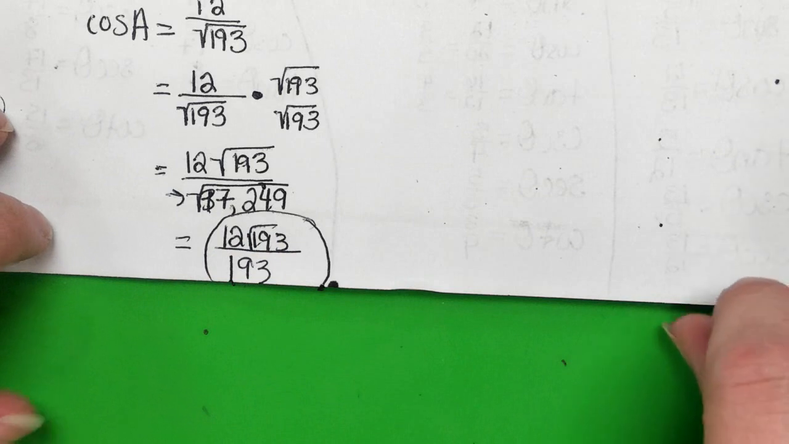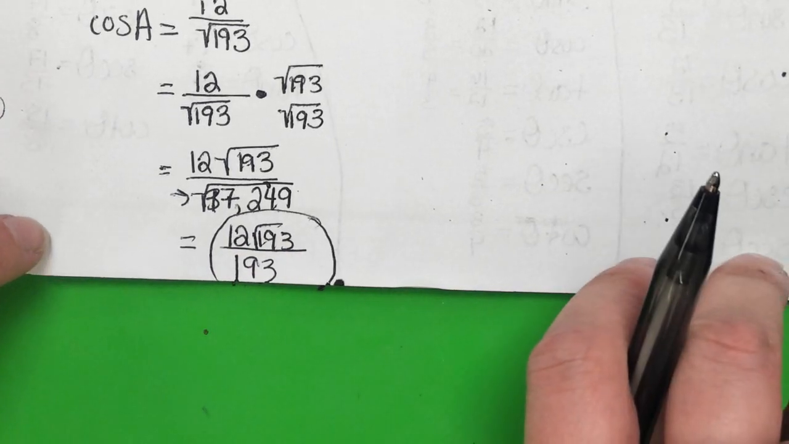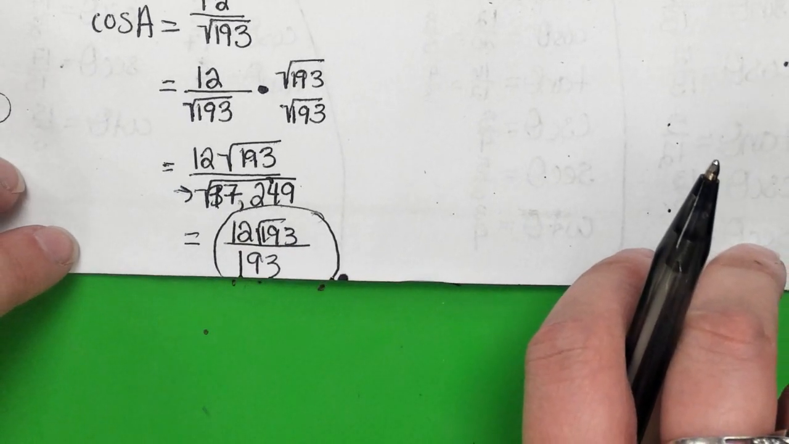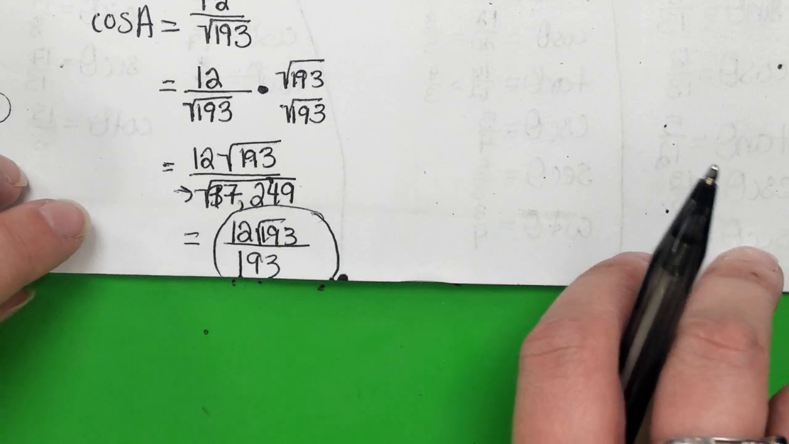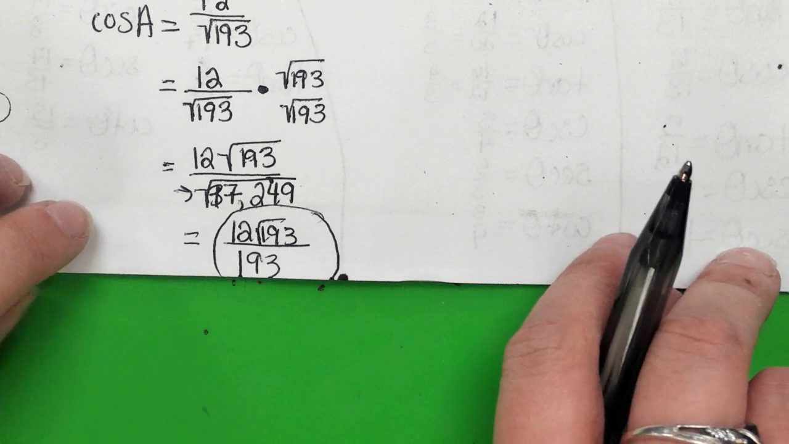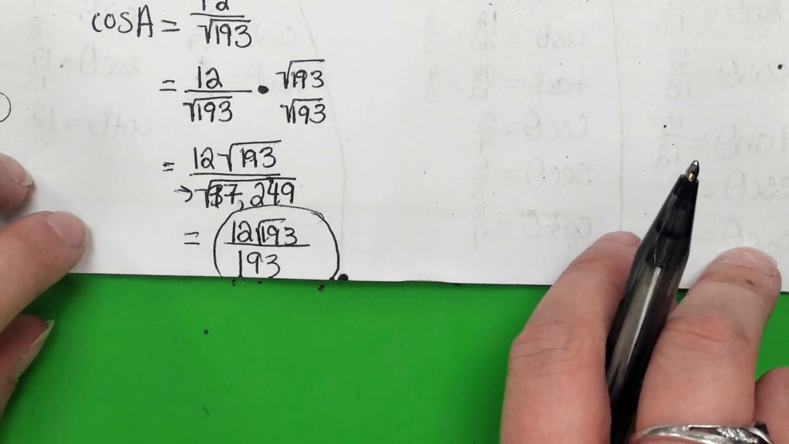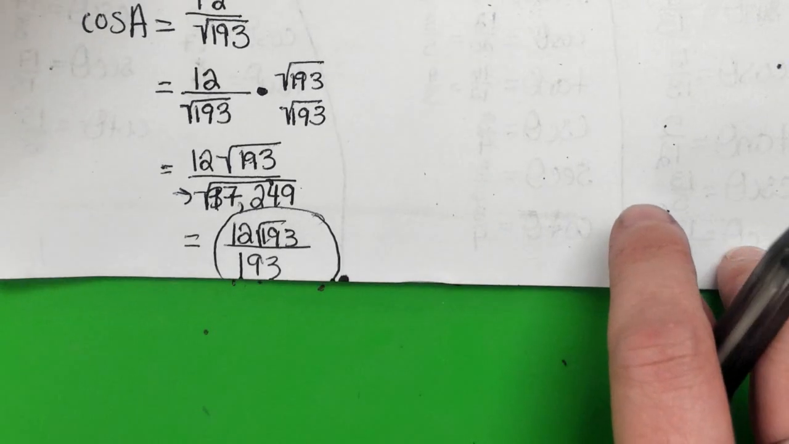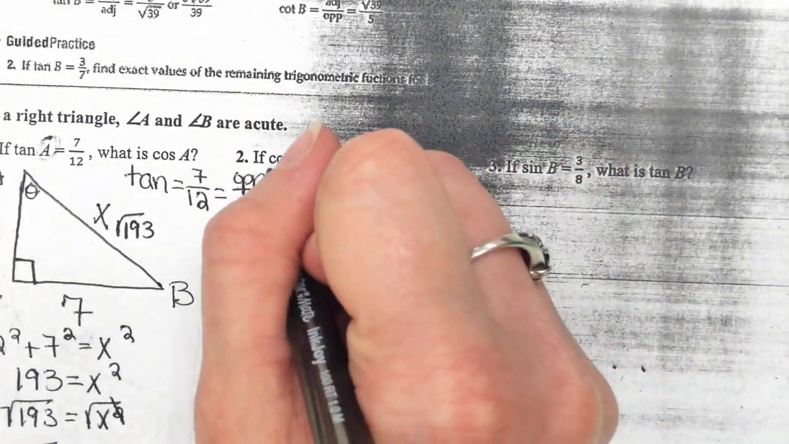Okay, let's do number 2. What's the first thing you got to do on number 2? Draw your triangle. I just did the square root of it in my calculator. Well, you're not going to have that calculator on the test, though. You have to know how to do it, though. You have to know how to do that.